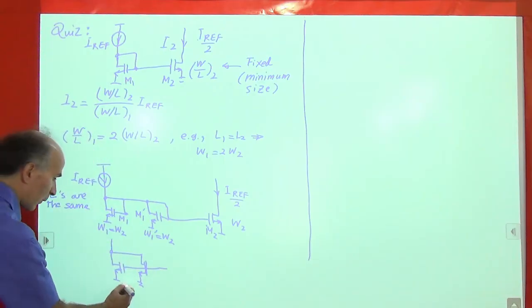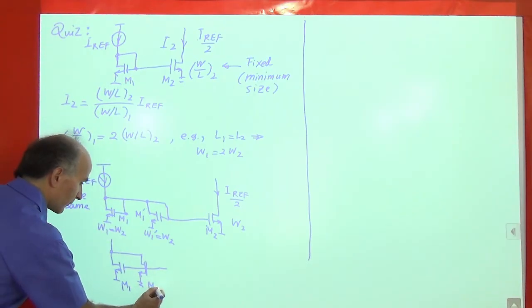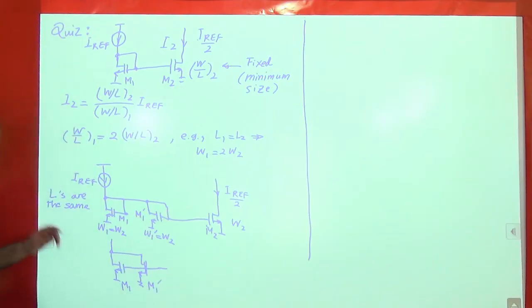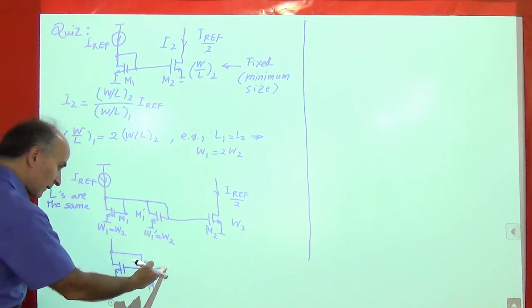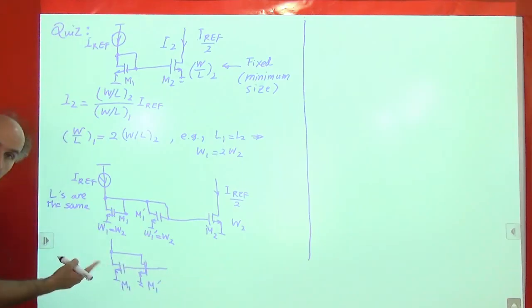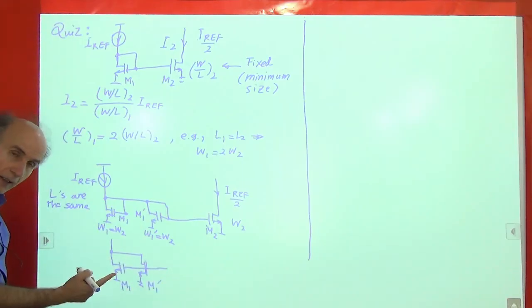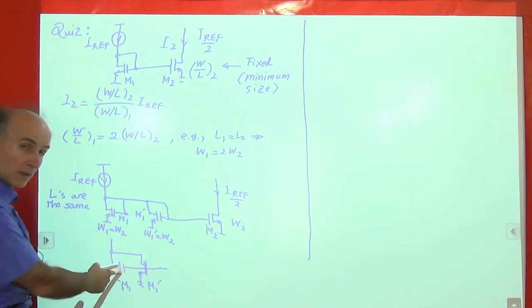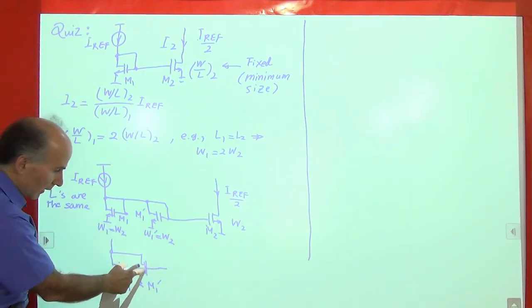So this is M1, this is M1 prime. Are these the same thing as these? This line runs through the transistor. It looks a little strange, but that's okay. This is just for convenience, okay? It doesn't mean that it goes anywhere in here.